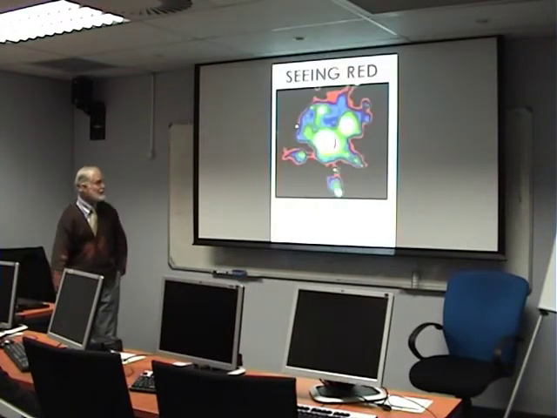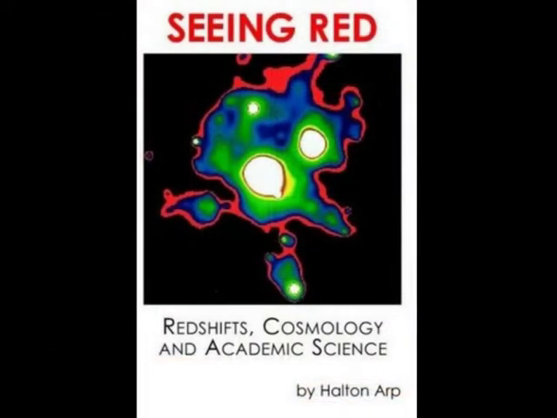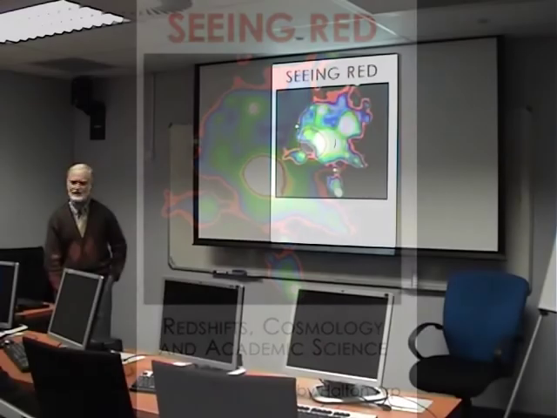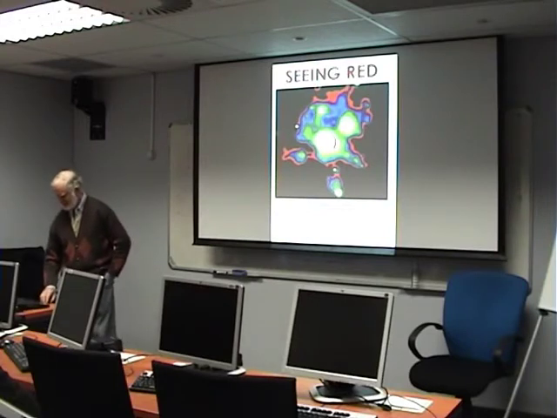And he wrote this book, Seeing Red: Redshift, Cosmology and Academic Science, in which he not only talks about the research which they would not publish and threw him out for, but the shenanigans of the scientific establishment as well. You may recognize this chap.